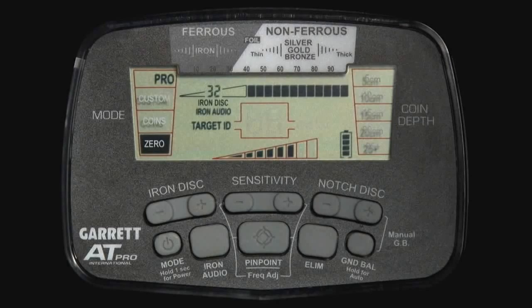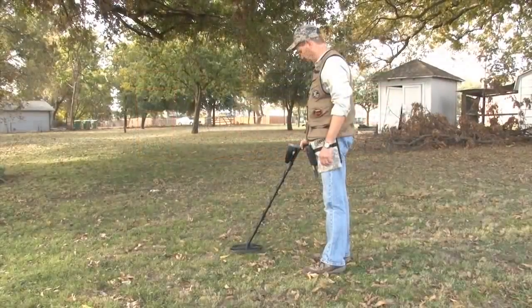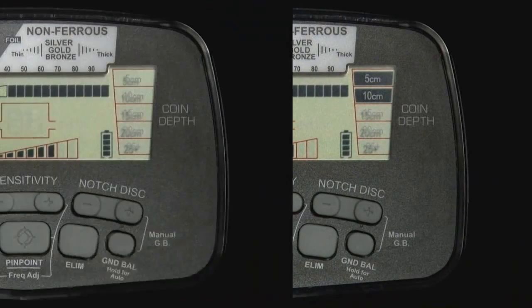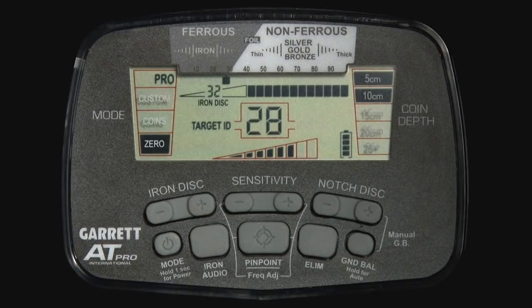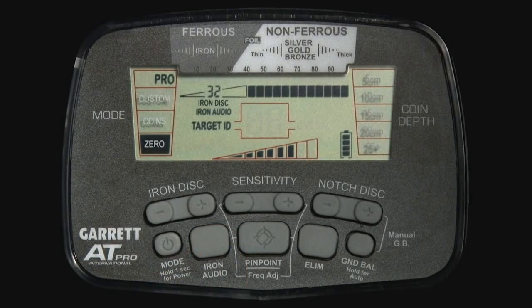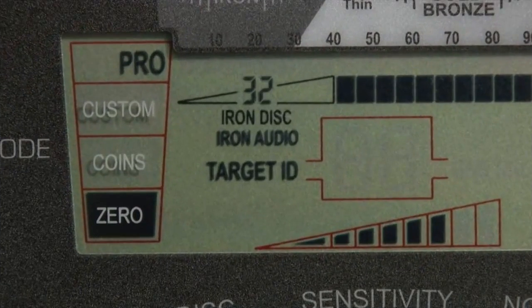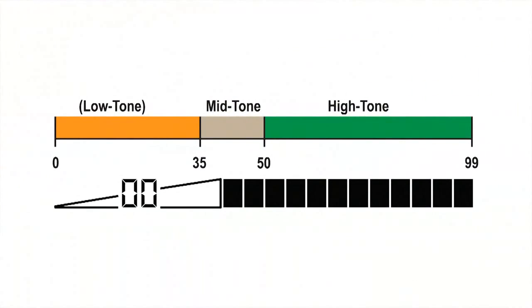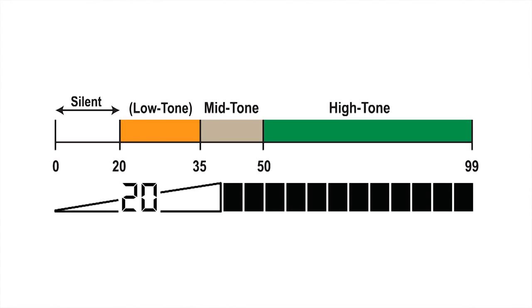The AT Pro also includes an iron audio feature that can be used both in the standard and in the Pro modes. Iron audio allows you to hear discriminated iron targets, which would normally be silent. Simply press and release the iron audio button to switch this feature on or off. When it is on, the words iron audio appear on the LCD. The low tone for iron is normally heard for any target whose target ID value is below 35. When iron discrimination is used, all targets below the setting, in this case 20, are silent. Only targets between 20 and 35 will produce the low tone for iron.